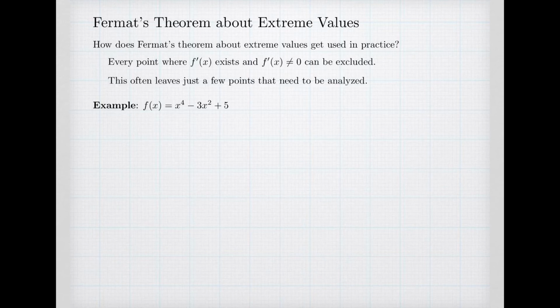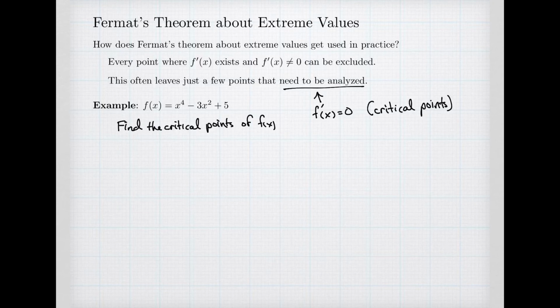So these points that we're going to analyze, these are points where f prime of x equals 0, and these are called the critical points of a function. And we'll talk more later in a separate video about how you analyze critical points. Our goal right now is just to find the critical points. So I've got a function f of x. It's a fourth power polynomial, and if I want to find where possible extreme values are, we're going to find the critical points, and we do that by calculating the derivative.